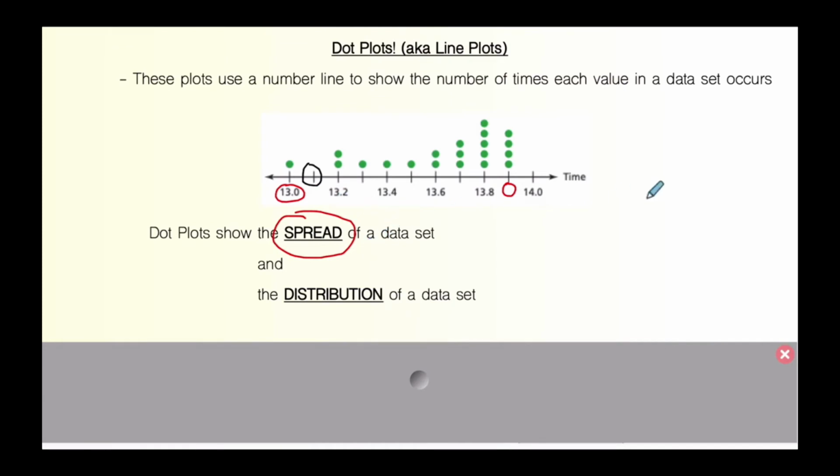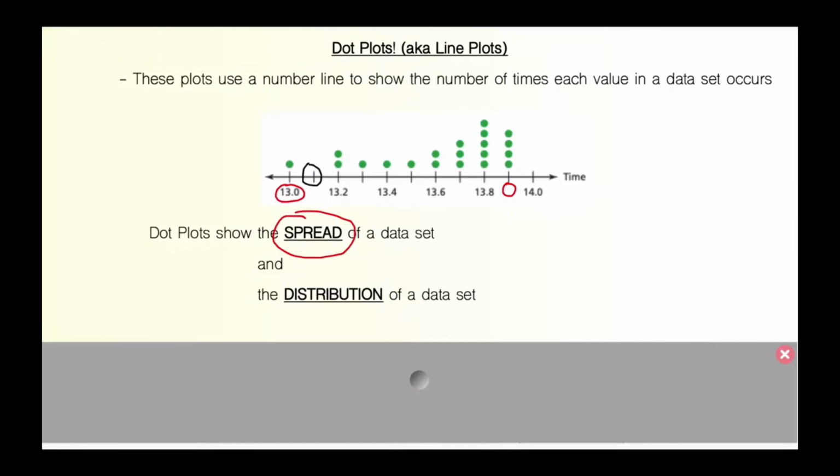And this is pretty cool because instead of having to look at something like this, where you can't even figure out what the smallest and the biggest numbers are, you can instantly know in a dot plot what your biggest number and your smallest number is. It shows you the spread quite nicely. It's a very nice visual.